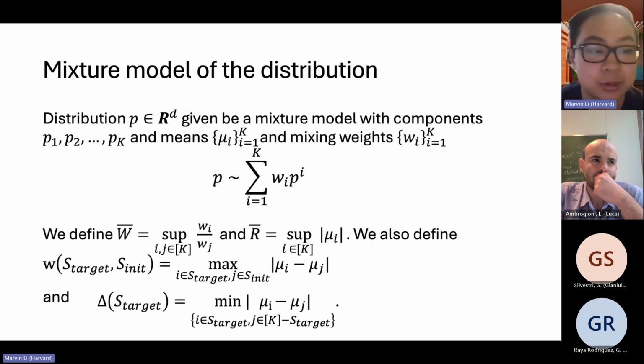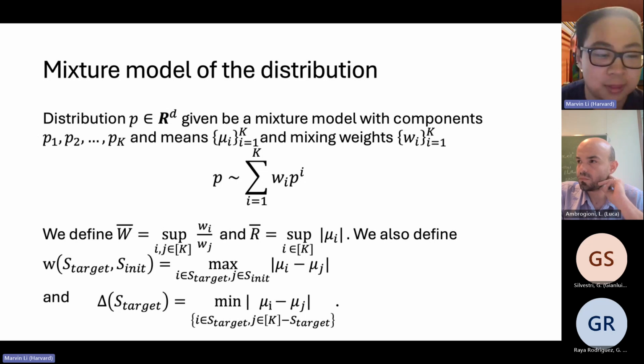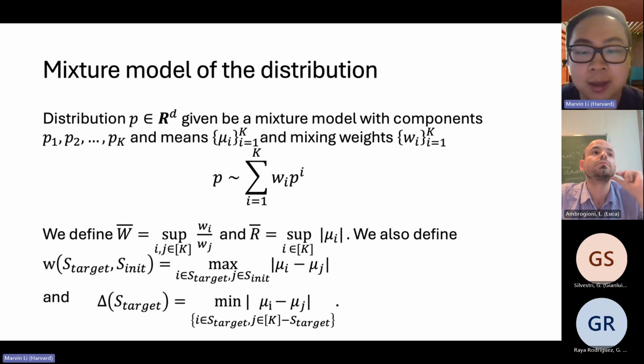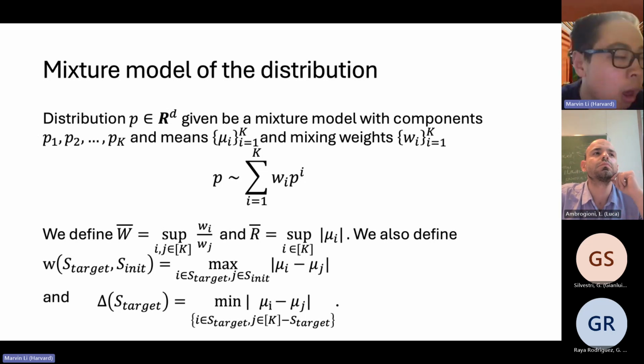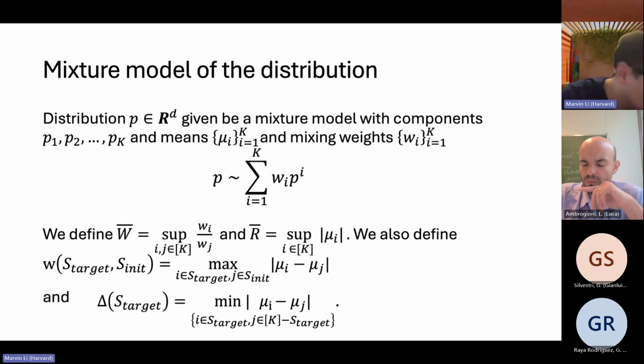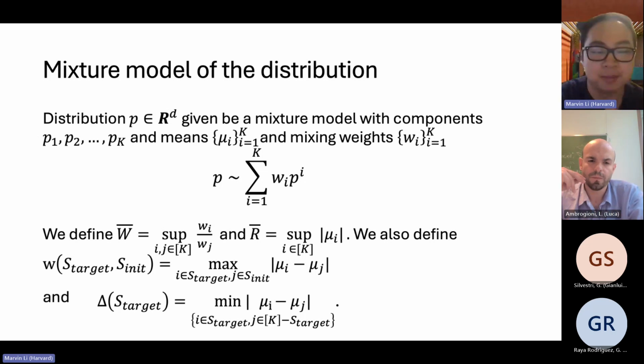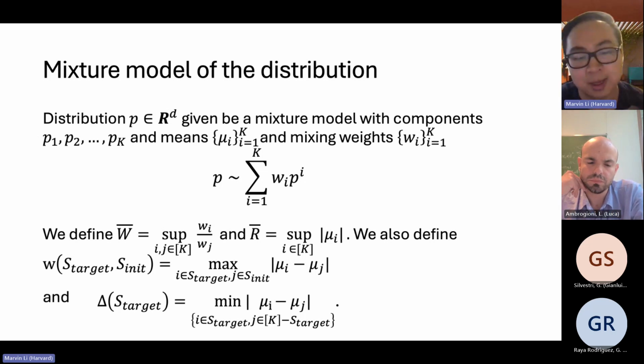Let's assume it's a mixture model. It has components P1, P2, all the way up through Pk, and we let the means be mu i. Then we have mixing weights Wi that sum to 1. So this is how we're setting up the data.